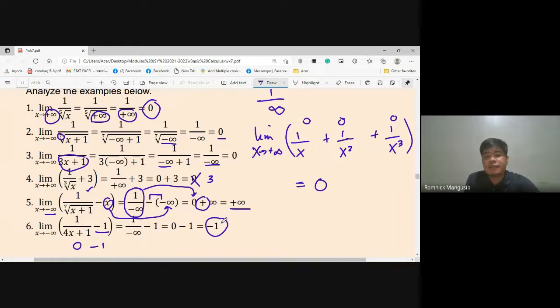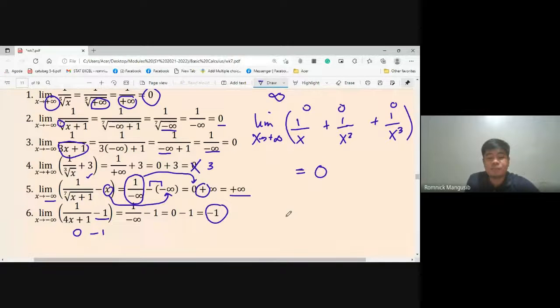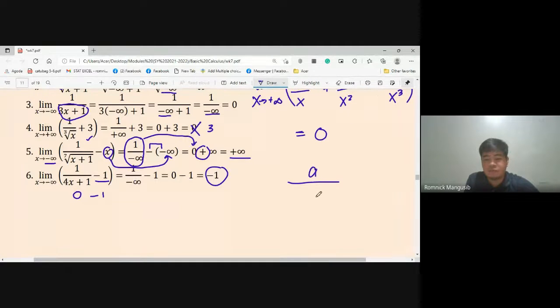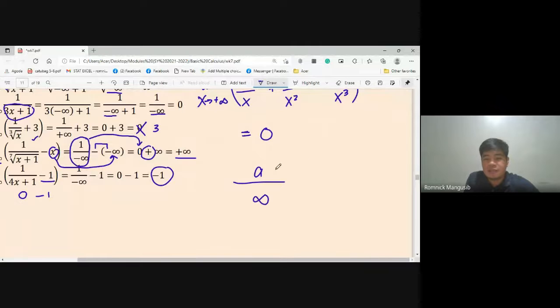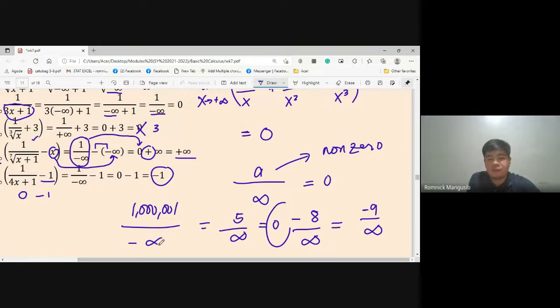Okay. So ito yung tendency, class, na kapag 1 over infinity, kahit ano man ang exponent mo, basta ano man ang denominator, basta hindi siya 0. Let's say, for example, a over infinity. In general, where a is non-zero, hindi siya 0, magiging negative siya or positive, it will always be 0. So kung halimbawa you have 5 over infinity, yan 0 yan. You can have negative 8 over infinity, 0 pa rin yan. Or negative 9 over infinity. What else? That remains to be 0. 1 million, ano man yan. Let's say 1 million over negative infinity. That remains to be 0.